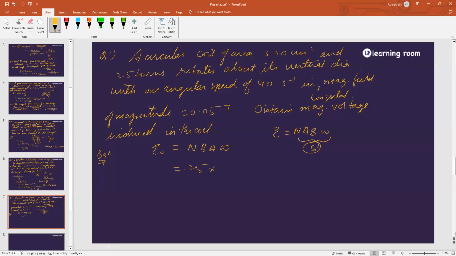Just need to put the values. That is 25 turns, magnetic field is 0.05, area is given 300 centimeter square, so 10 to the power minus 4, and omega is given 40 second inverse. If you solve this, you'll get the value of 1.5 volts.